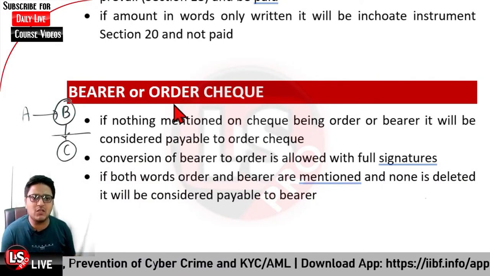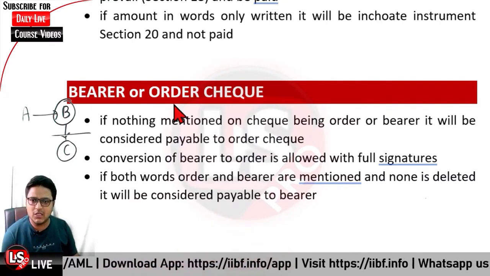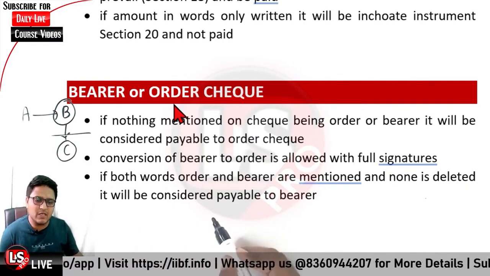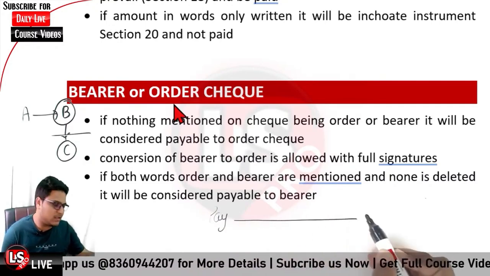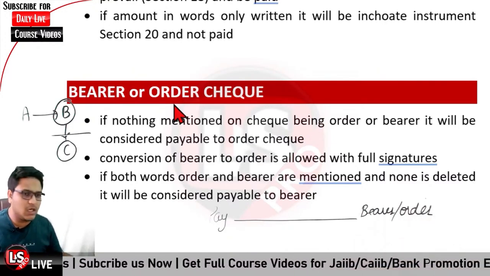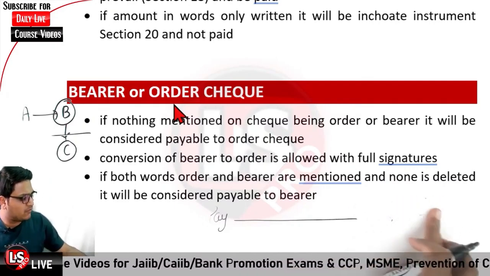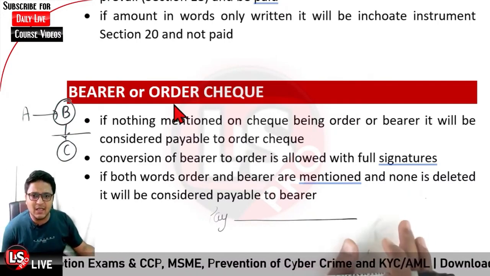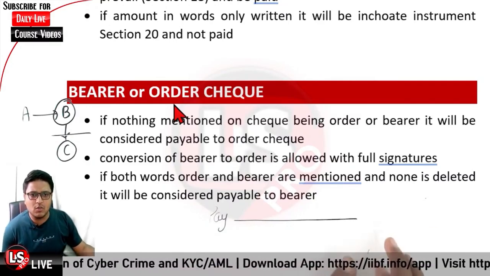If nothing is mentioned on a check as being order or bearer, it will be considered a payable to order check. I'm repeating it again. The check wording is like this: pay, then a blank, then it is written over here bearer or order. But we are talking about the scenario where none of this is mentioned, where it is not mentioned that it is a bearer or order check. In that case the check will be considered to be an order check.